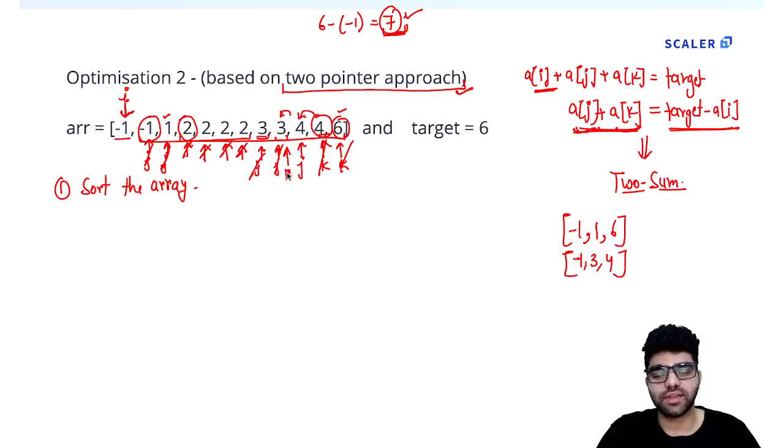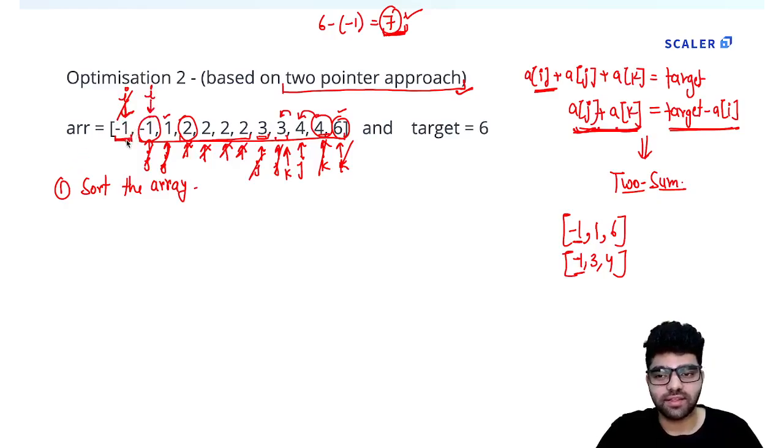Since j is greater than k, now we can stop looking for the answers when array of i is -1. All right. So after this, we have discovered all the possibilities when array of i is -1. All right. After this, I need to increase the value of i.